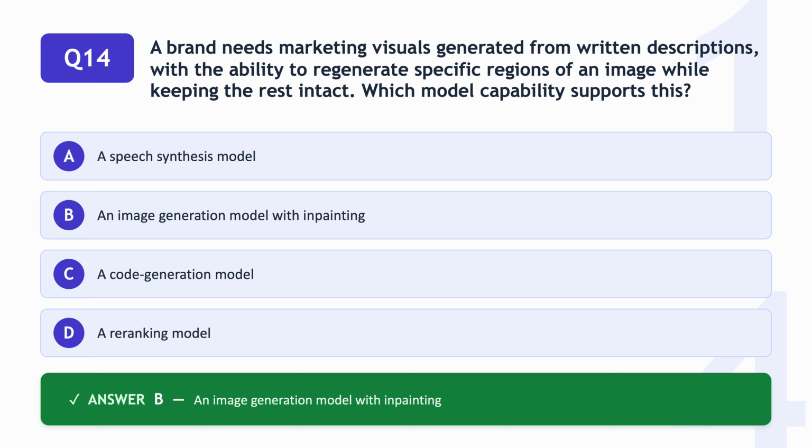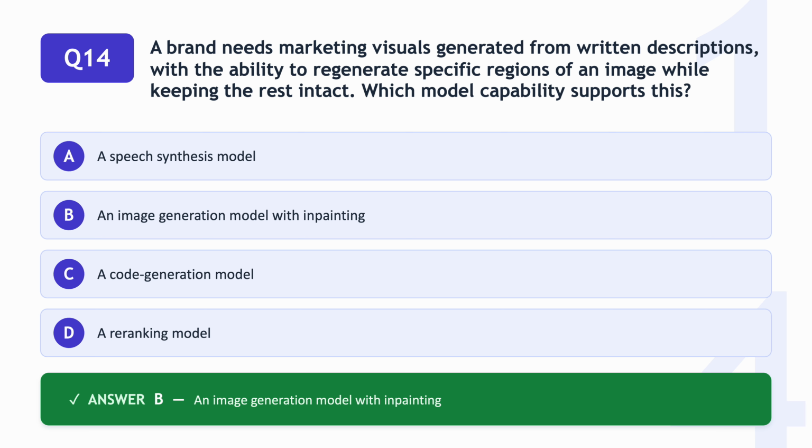Why B is correct? The question requires two capabilities. Generate marketing visuals from written descriptions. This is text-to-image generation. Regenerate only specific parts, regions of an image, while keeping the rest unchanged. This is called inpainting. Inpainting allows users to select a portion of an image, replace or modify only that area, and preserve the remainder of the image.